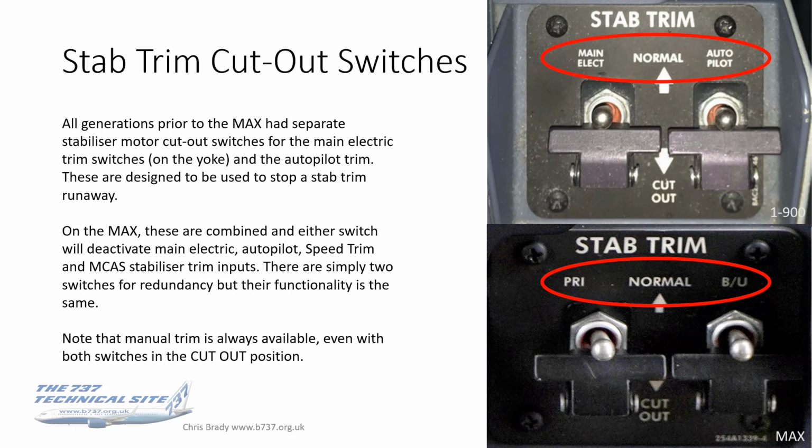On the Max, they combine them, and either switch will deactivate both main electric and autopilot and also, of course, as came to light, speed trim and MCAS, the stab trim inputs. And the two switches are simply there for redundancy. Their functionality is actually identical.